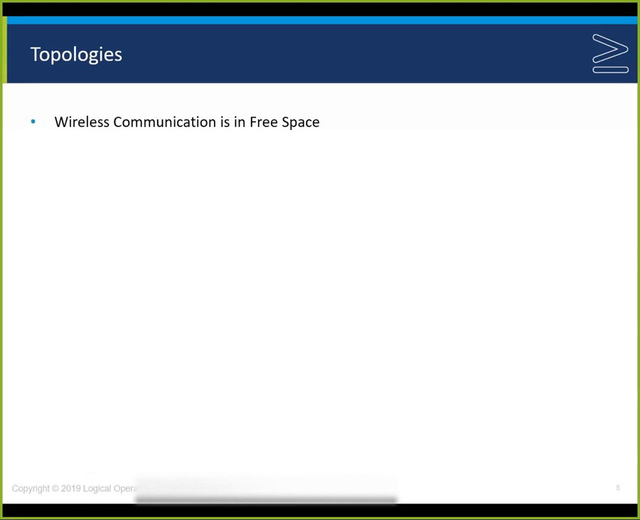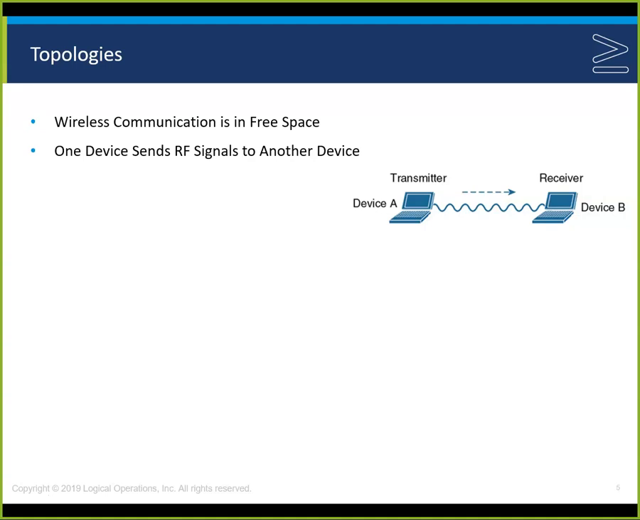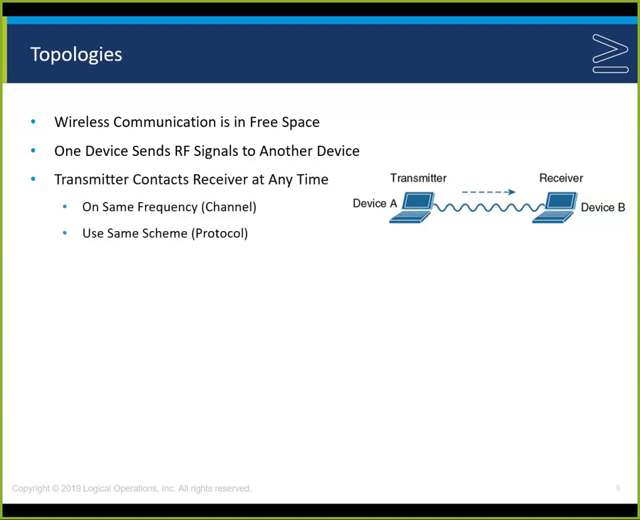The topologies that we have in here: wireless communicates in free space, obviously. These are just two devices sending to each other. One device sends an RF signal, radio frequency signal, to the other device. And yeah, we can do that. This is showing a one-way communication. We have a transmitter and a receiver, and we only have two devices. And yeah, this is not something that we're really going to want.